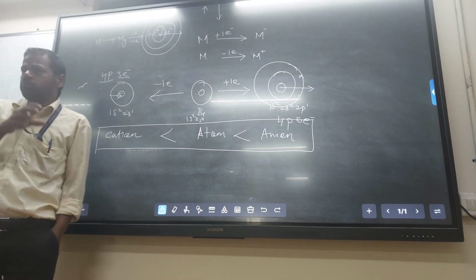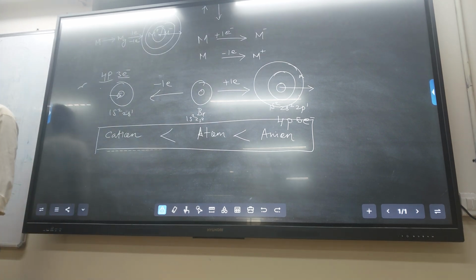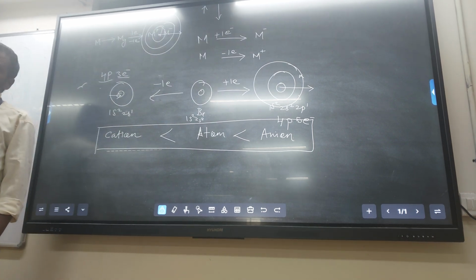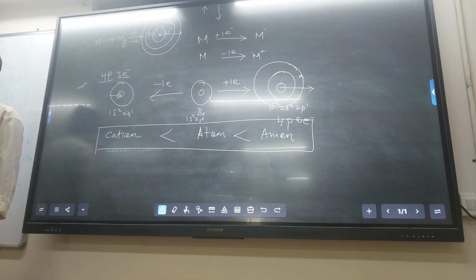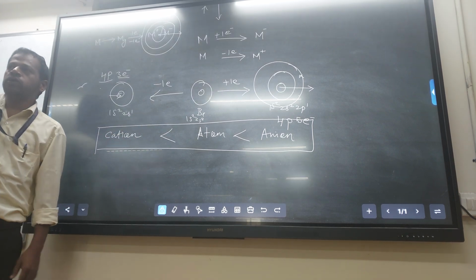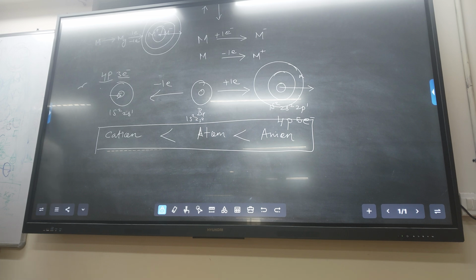Suppose they sometimes ask the question: aluminum 2 plus, aluminum 3 plus, F minus, arrange the atomic radius. An MCQ question is also possible, and part B is also possible with an explanation. Arrange the elements in increasing or decreasing order. So this is a clue: anion is more than the atom, and cation is very less.